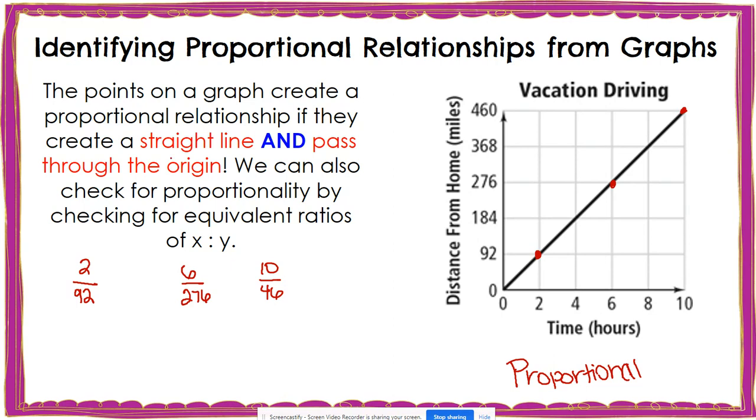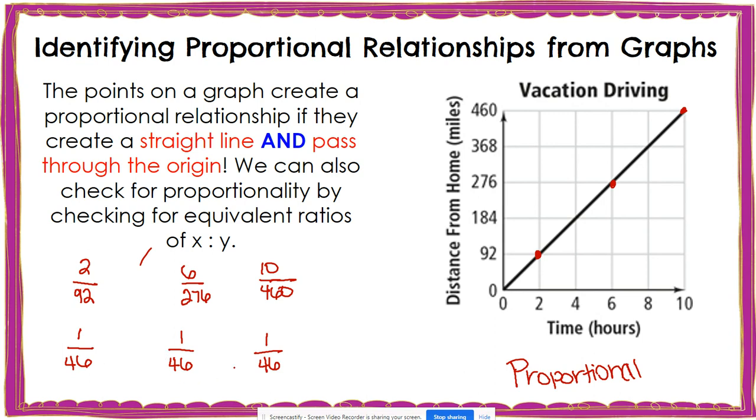2. So 2 divided by 2 is 1, and 92 divided by 2 is 46. Then for 6 and 276, I can see that both of those are divisible by 6. 6 divided by 6 is 1, and 276 divided by 6 is 46. For my last point, I can see that both of them are divisible by 10. 10 divided by 10 is 1, and 460 divided by 10 is 46.